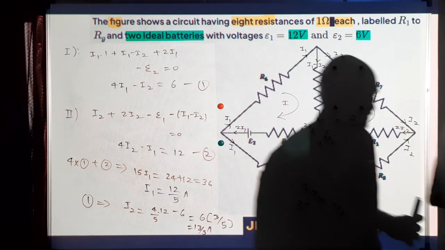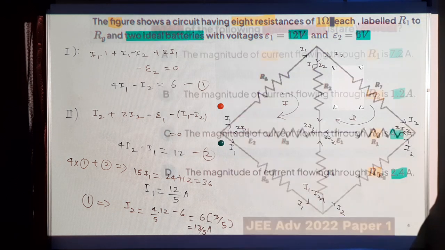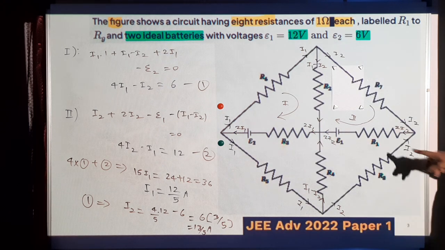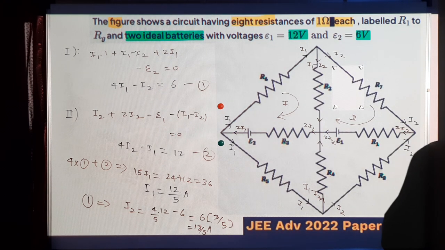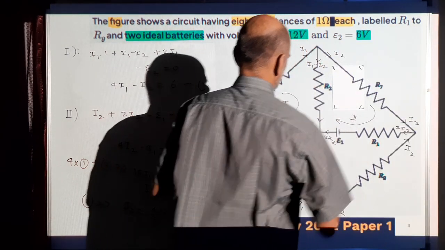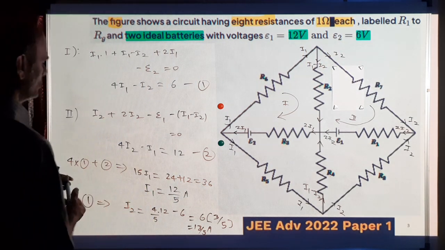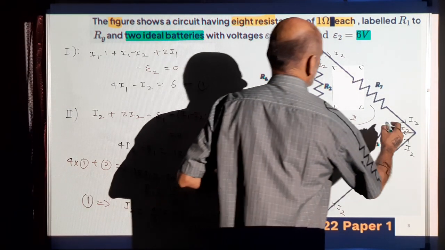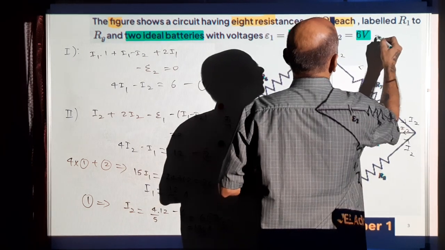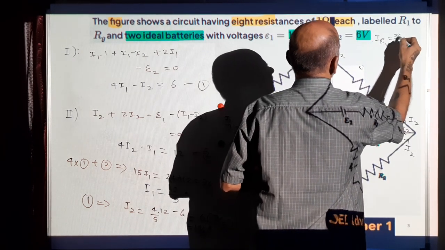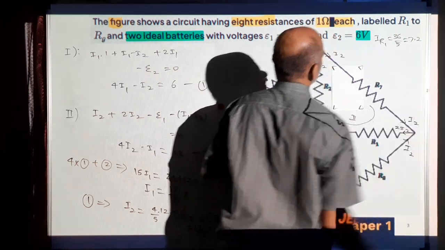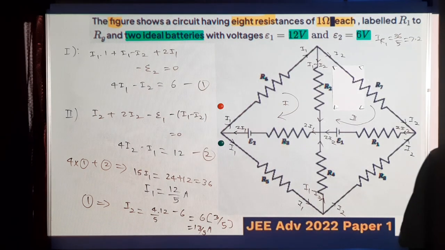So now we can check the statements. Statement A, current in R1. R1 is this one, that is 2I2. So this current in R1 is 2I2, that is 36 by 5, which is same as 72 by 10, 7.2 amps. Option A is true.